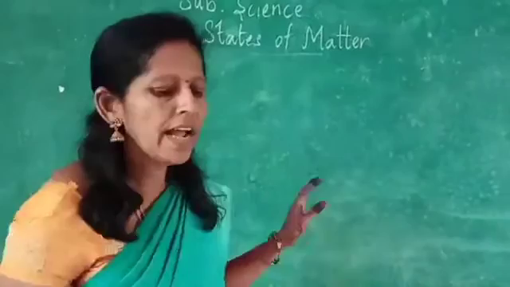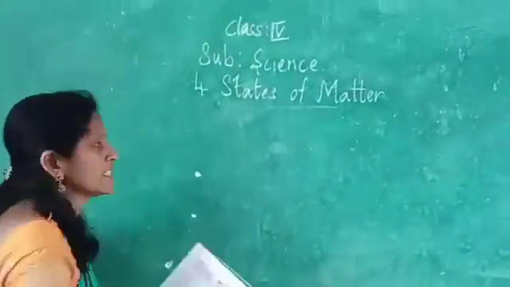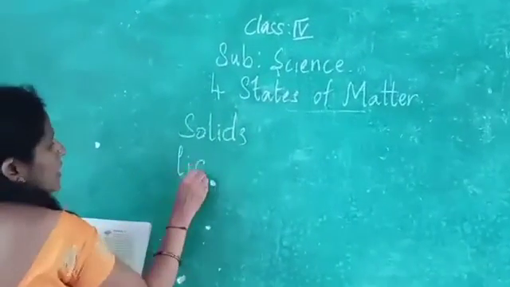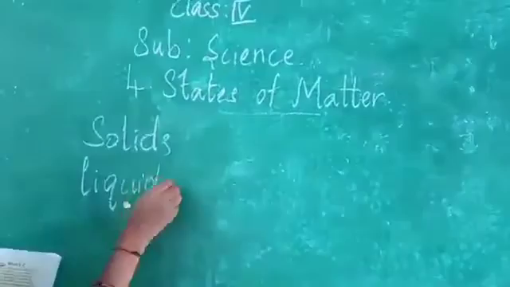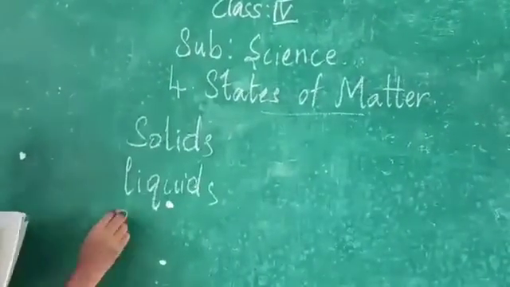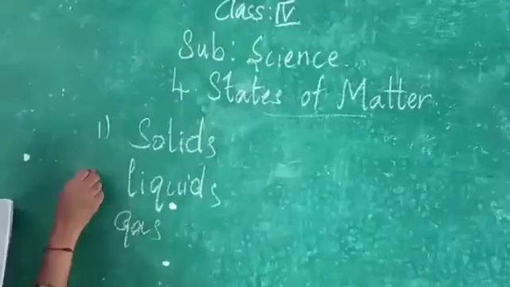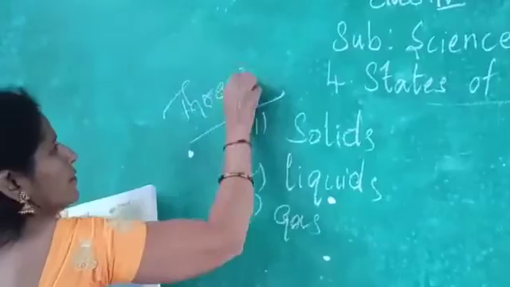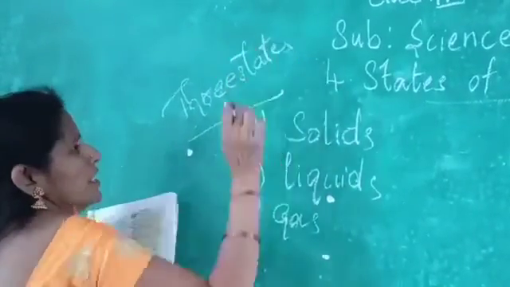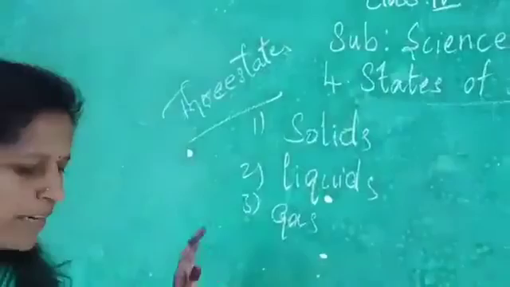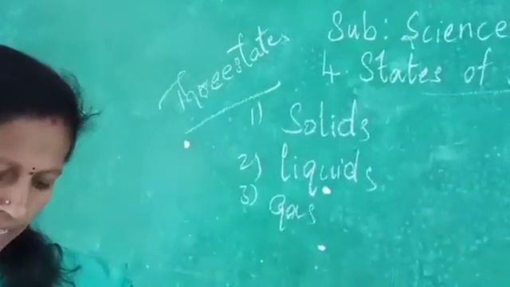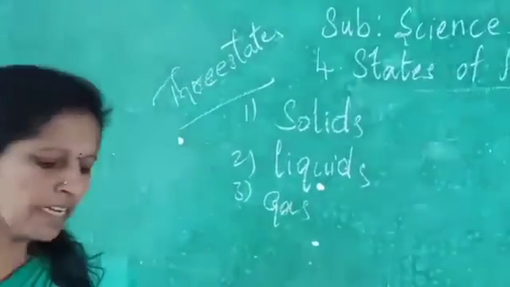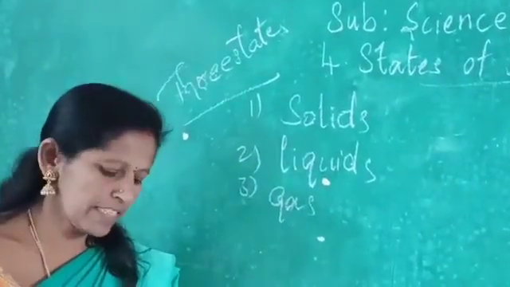And states of matter have 3 states. What are the 3 states? Solids, liquids, and gas. We have seen these 3 states. In this we have completed solid, liquid and gases. And we have seen that gases can flow more easily than liquids.